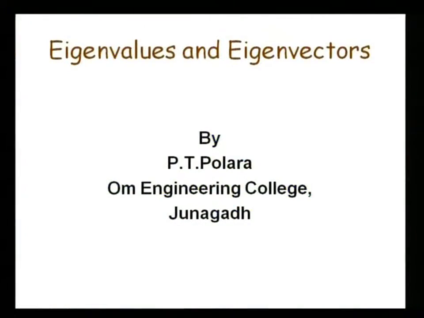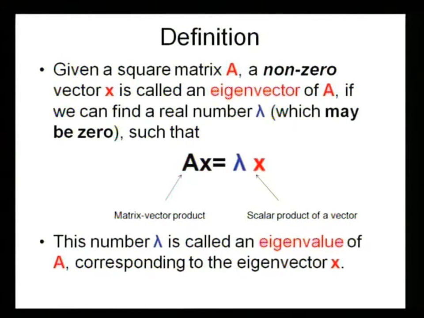If we look at the PPT, today we are going to discuss eigenvalues and eigenvectors. This is the definition of eigenvalues and eigenvectors. If we are given a square matrix A, then a non-zero vector x is called an eigenvector of matrix A if we can find a real number lambda such that Ax is equal to lambda x.